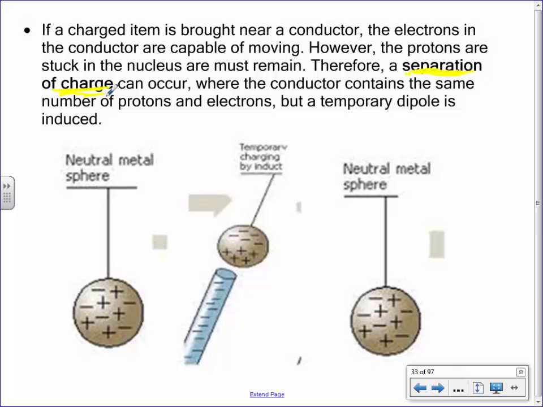Let's try to describe this again. This is very negative. I'm going to bring it close. The reason the leaves separate is that all of the electrons inside this device are trying to get as far away from this rod as they possibly can. Since I'm putting it up top, the electrons are getting pushed down into the bottom. Does that make sense? So what's really happening here is this sphere is now positive, and the leaves are both negative.